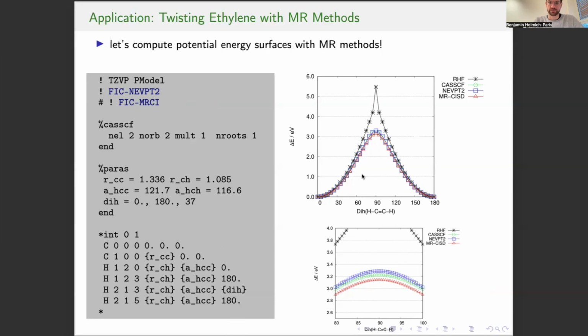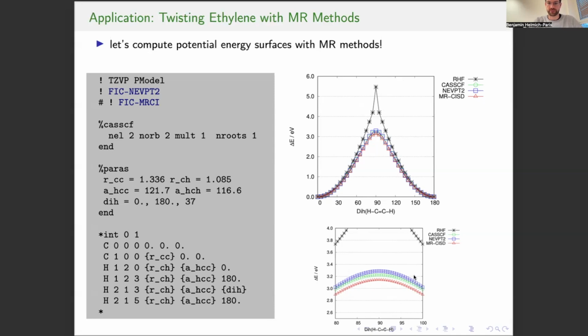On the right, you see the potential energy curves using restricted Hartree-Fock, CASSCF in green, NEVPT2 in blue, and multi-reference CI. The multi-reference results here are very close to each other. Only the restricted Hartree-Fock result is way too high and has this unphysical cusp at 90 degrees.